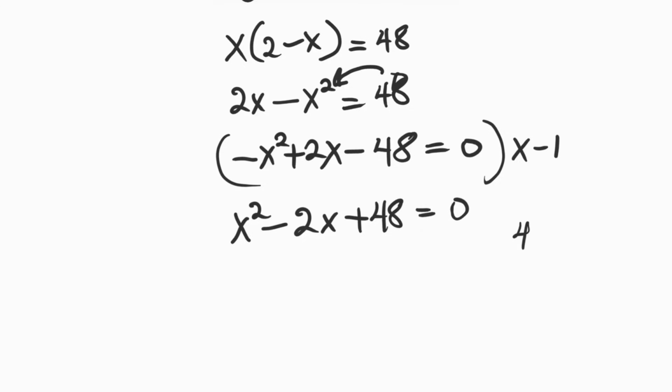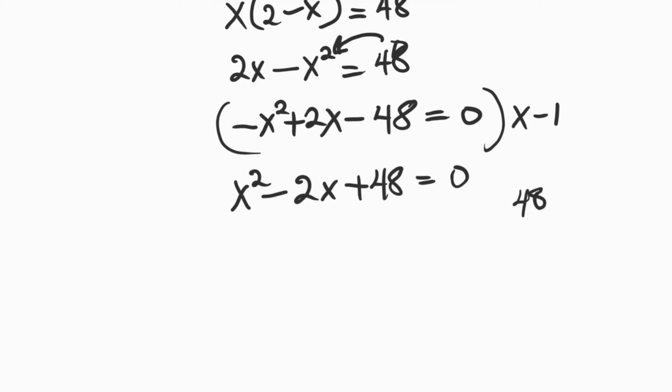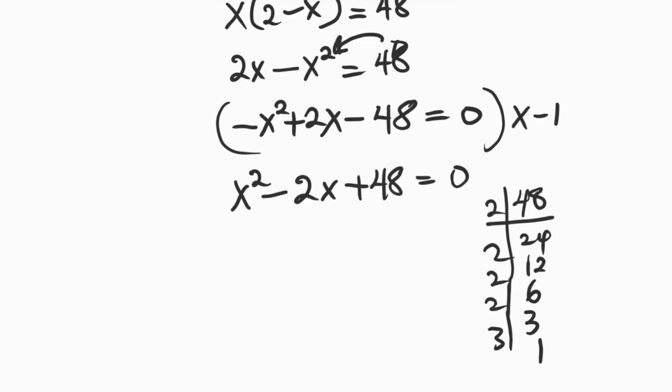So now let's see if there are two numbers that we can multiply together to get 48 and add up together to get minus 2. 24, 12, 6, 3, and 1. 2 times 2, 6, 12, 24, 48. So we have 2 times 2 is 4. 3 times 2 is 6. But we still have 2 here. So 2 times 2 times 2 is 8. 3 times 2 is 6. So we have 8 and 6, right?